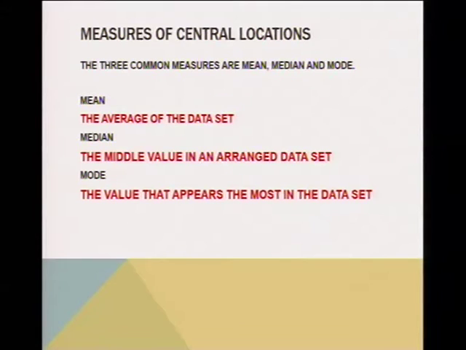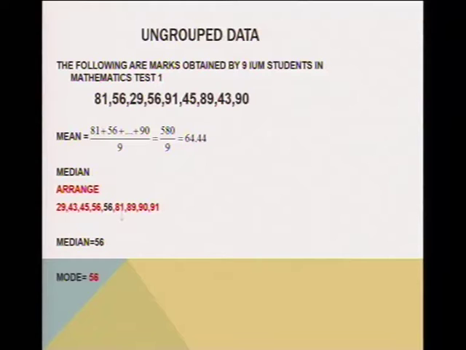Okay? Measure of central location. We want to find one value that can give you a clear picture of the whole data set. It's either you find the mean, the median, or the mode. Now, how do you find the mean? You add everything together, divide by the total number of items in that data set. And then how do you find the median? You have to arrange the data set and find the value in the middle, and that is your median.